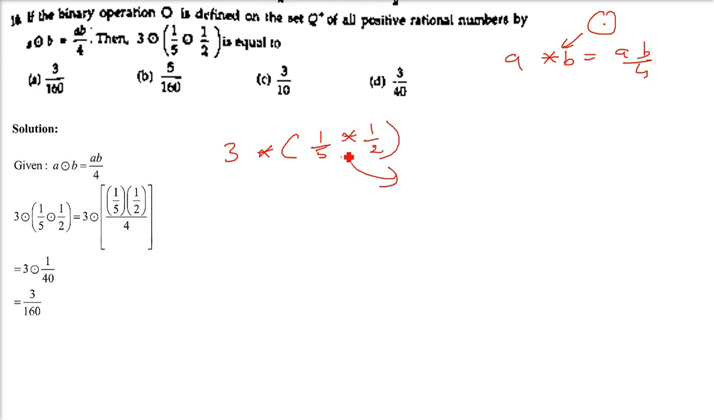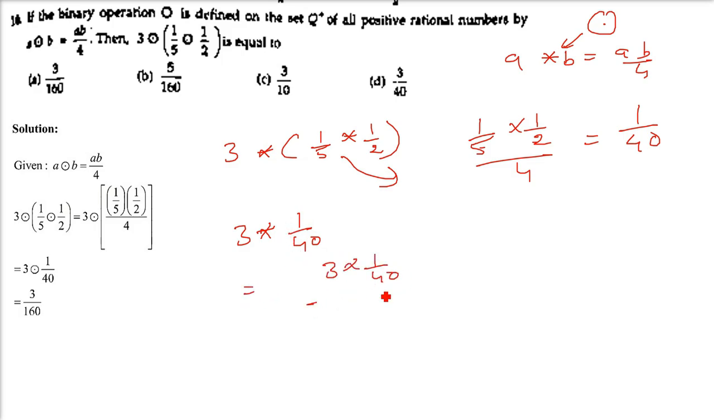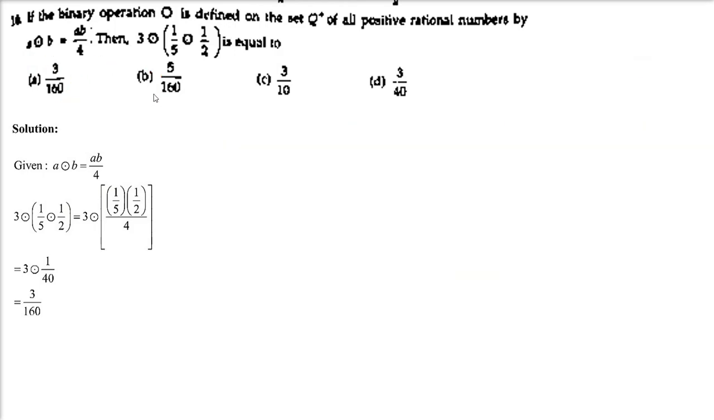So a star b is given by ab by 4. 1 by 5 and 1 by 2 we have to operate. What do you get? It is ab by 4, so 1 by 5 into 1 by 2 divided by 4. This gives 1 by 10, and 10 into 4 is 40. So 1 by 40 is the result of 1 by 5 operated with 1 by 2. Now we have to operate 3 with 1 by 40. So 3 operated with 1 by 40 divided by 4. So 4 into 40 is 160. 3 by 160. A is the correct answer.